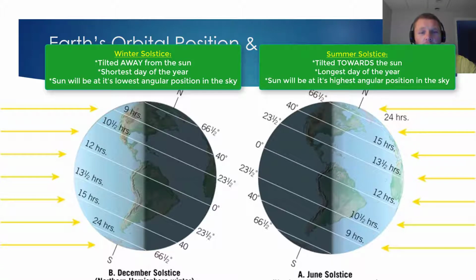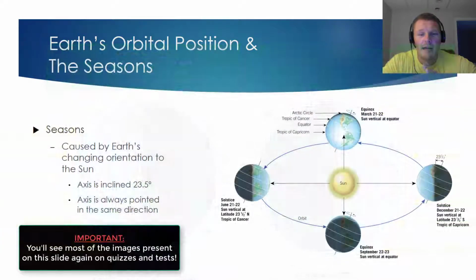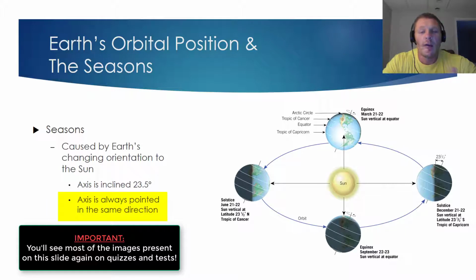At summer solstice, our rotational axis is tilted 23.5 degrees towards the Sun, and as Earth revolves around the Sun, it stays with that same tilt. So when you go halfway around this image, at our winter solstice, we would now be tilted 23.5 degrees away from the Sun. So the concept I'm trying to stress here is that our axis is always pointed in the same direction during revolution.